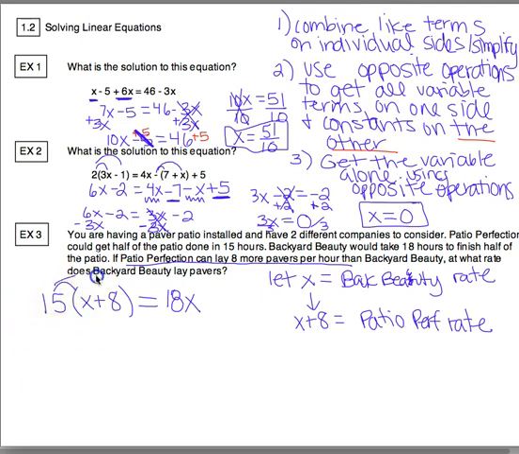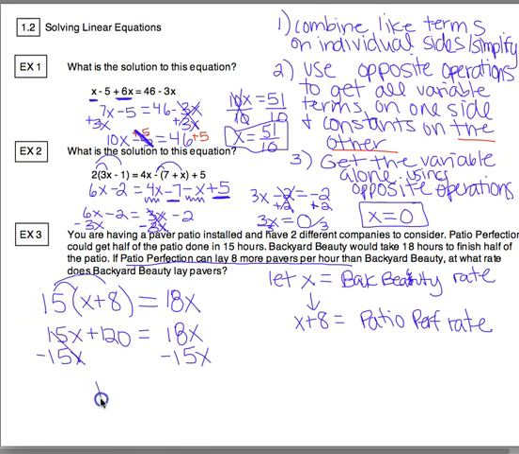So first I'm going to simplify the left side by distributing that 15. So 15 times x is 15x. 15 times 8 gives me 120. Right side, there's nothing to simplify. That's already as good as it gets. Now, in this case, I'm going to vary from what I did in example 1 and 2 because I don't have a constant on the right side, which means it's going to be easier to keep my constants on the left and have my variables on the right. So I'm going to move this variable term over to the right by subtracting it.